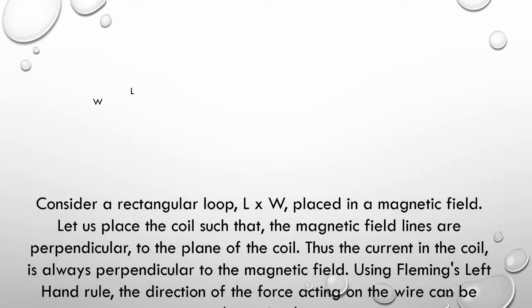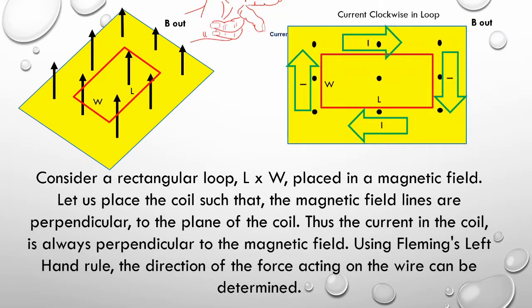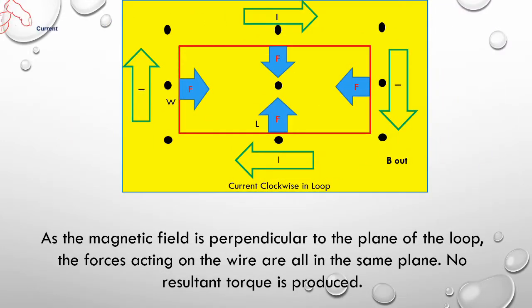Consider a rectangular loop, L by W, placed in a magnetic field. Let us place the coil such that the magnetic field lines are perpendicular to the plane of the coil. Thus the current in the coil is always perpendicular to the magnetic field. Using Fleming's left-hand rule, the direction of the force acting on the wire can be determined. As the magnetic field is perpendicular to the plane of the loop, the forces acting on the wire are all in the same plane. No resultant torque is produced.